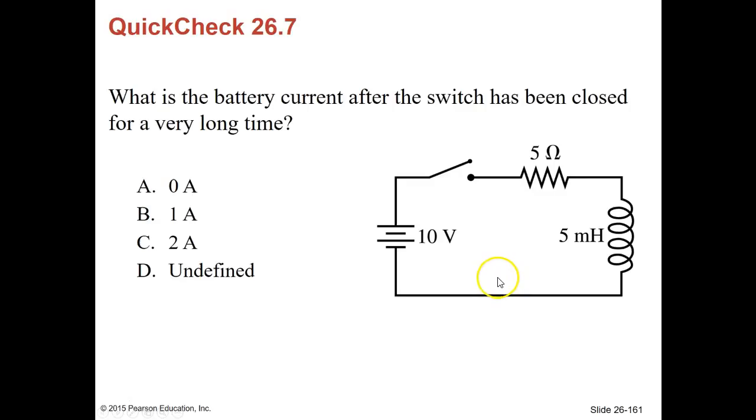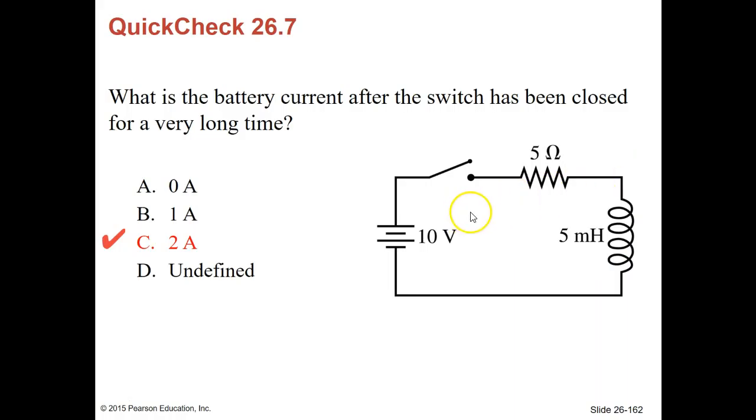After a very long time, they want to know what is the battery current, and this one would be 2 amps, because after a long time, we just know that the current here is going to be the same as the current in the resistor. Current in the resistor, remember, I is equal to V over R. Our voltage potential here is 10, and our resistance is 5, and so that gives us 2 amps.